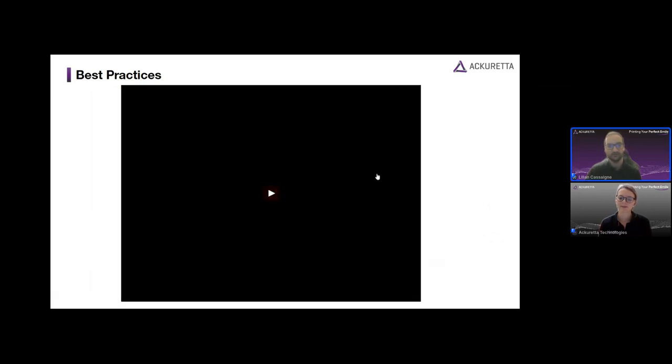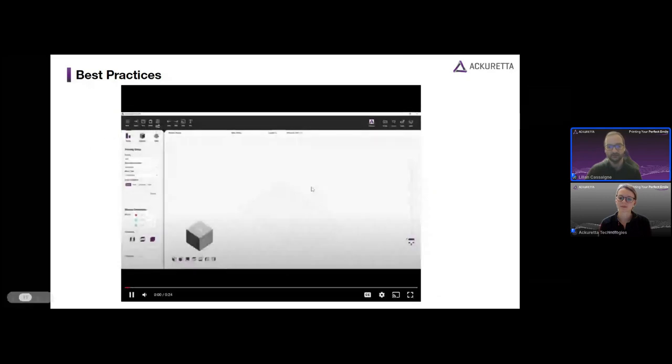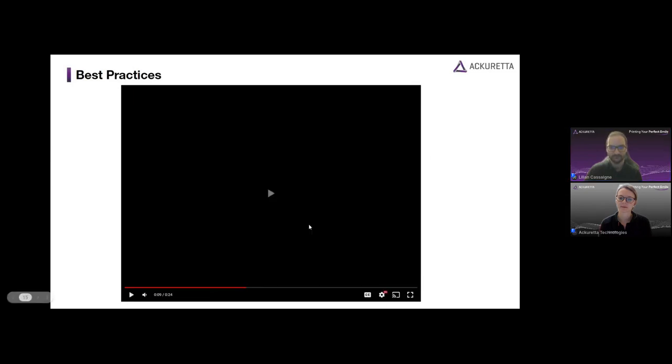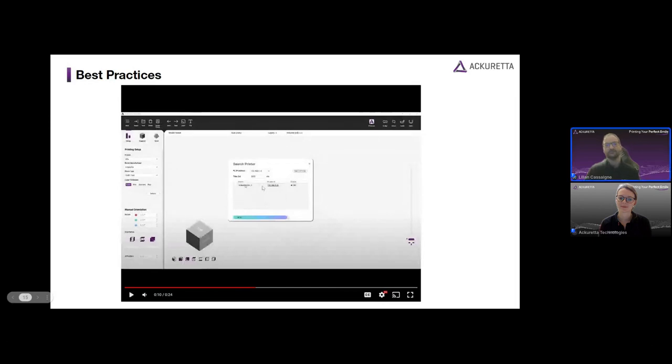And you will see in the list here in Alpha AI, when you scan, the name will be displayed. It is a bit blurry, but you can see Ackuretta all one. So if you have multiple printers or different kinds of printers, we advise you to change the name.